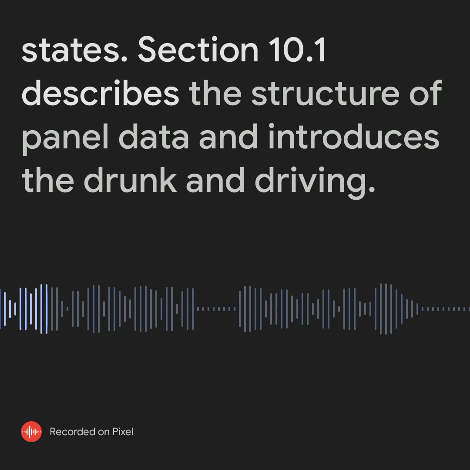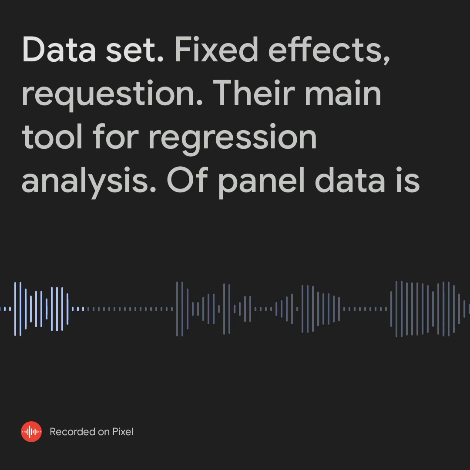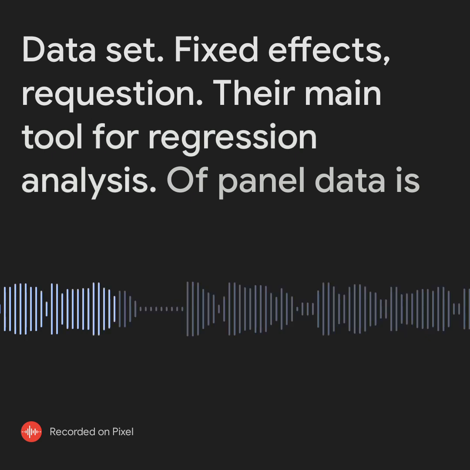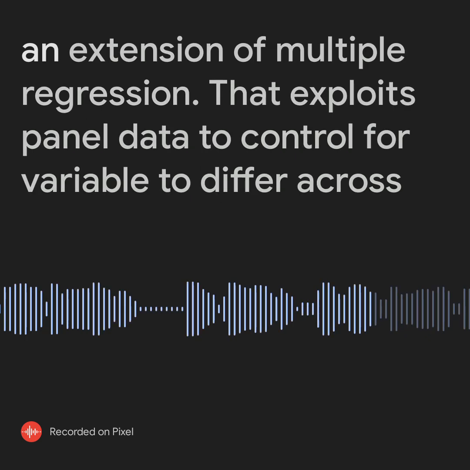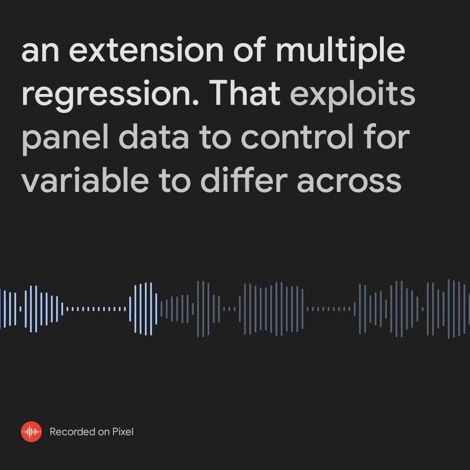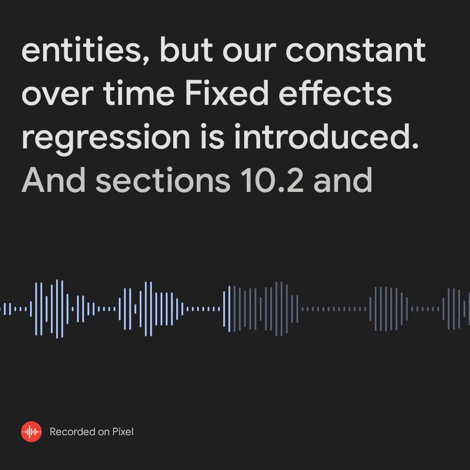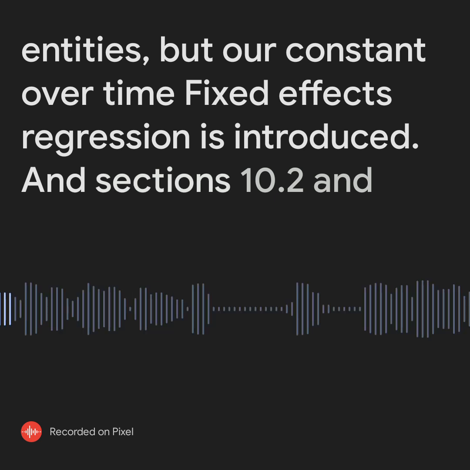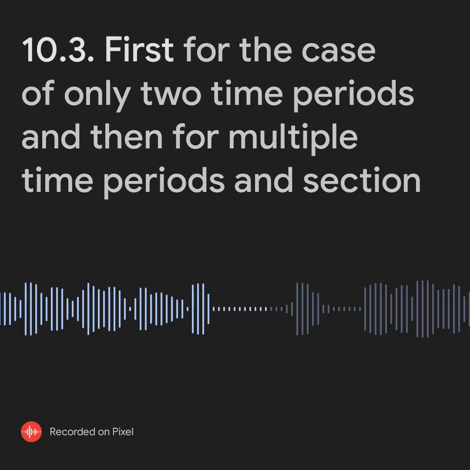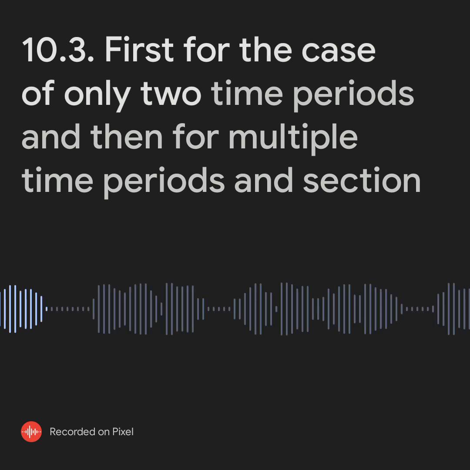Section 10.1 describes the structure of panel data and introduces the drunk driving data set. Fixed effects regression. The main tool for regression analysis of panel data is an extension of multiple regression that exploits panel data to control for variables that differ across entities but are constant over time. Fixed effects regression is introduced in sections 10.2 and 10.3, first for the case of only 2 time periods, and then for multiple time periods.